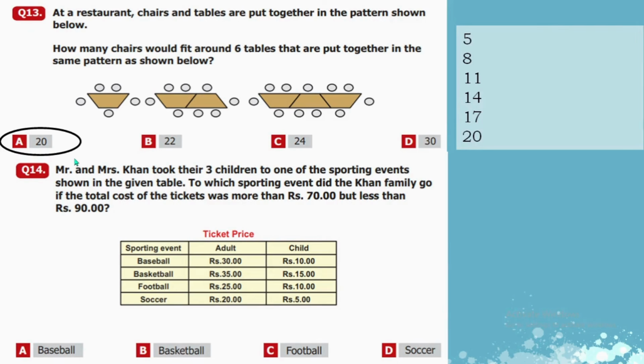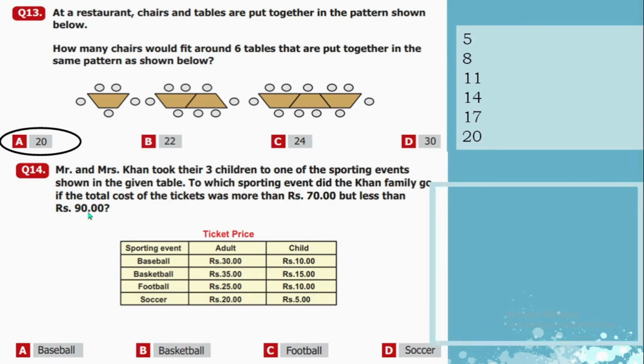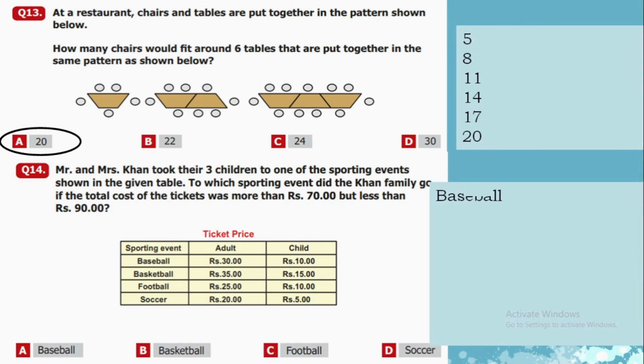Question number 14. Mr. and Mrs. Khan took their 3 children to one of the sporting events shown in the given table. To which sporting event did the Khan family go if the total cost of the tickets was more than rupees 70 but less than rupees 90? So we will do the calculation for each of the sports.